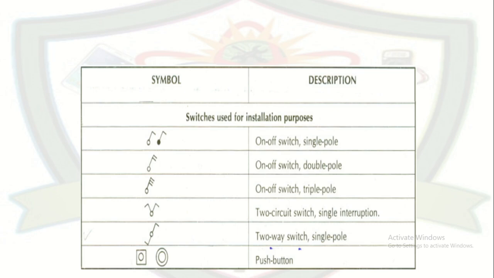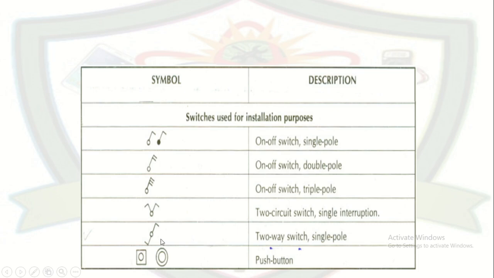When we come to circuit switch, single interruption, this and this are the same. Instead of this, we can use this symbol. Now, please look carefully here. This is important: two-way switch. This is a two-way switch. This means we can control one lamp from 2 places. Most of the time in a bedroom we can use this.